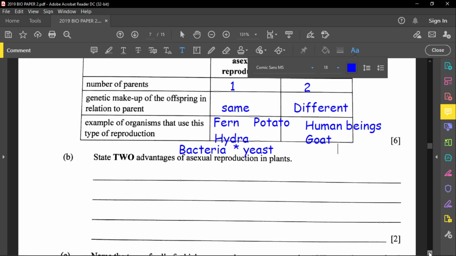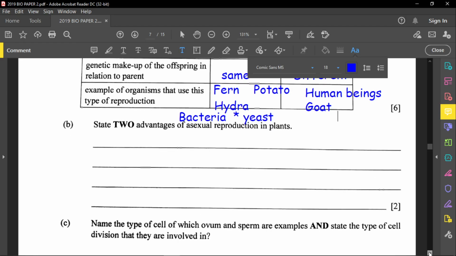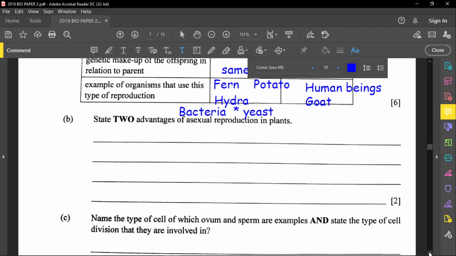Okay, so let's move on to part B. It's state 2 advantages of asexual reproduction in plants. So what are 2 advantages of asexual reproduction in plants? Now, what I will always tell you is that whatever lists for advantage can also be a disadvantage. The difference is how you state these things, right? And so remember now that asexual is a fast process. It produces the same type of offspring as compared to the mother. Okay, so the offspring will be just the same as the parent. So generally same as parent.